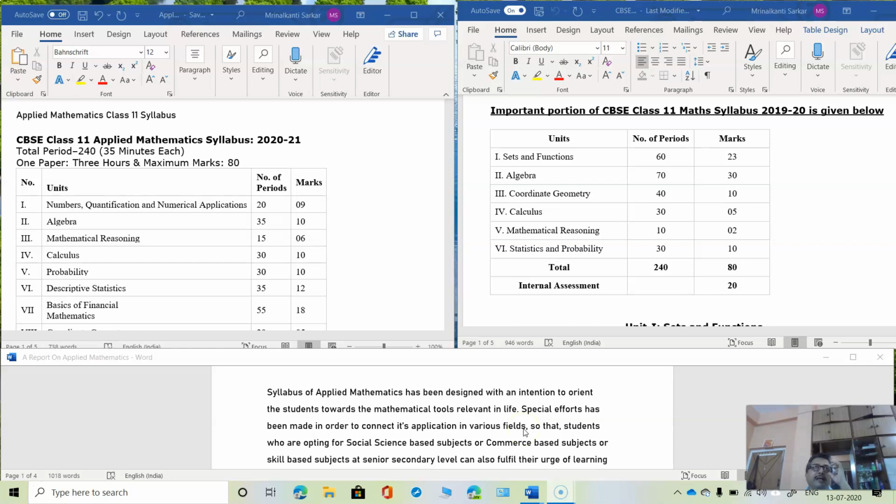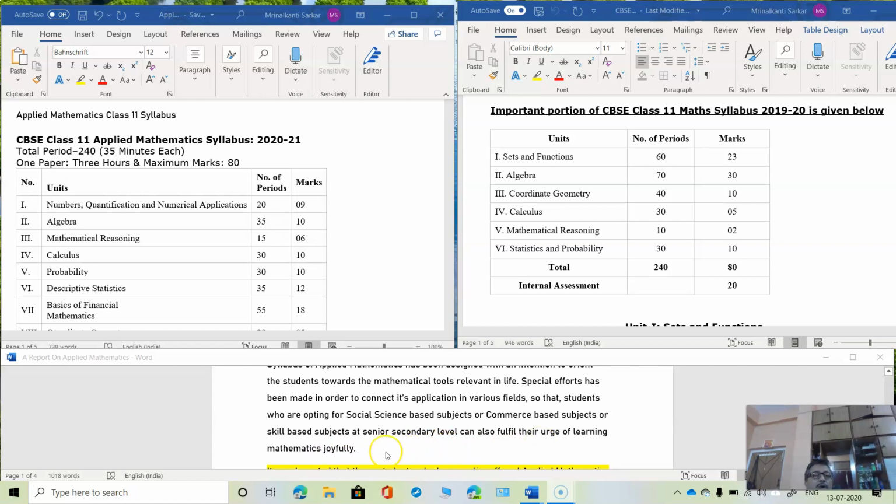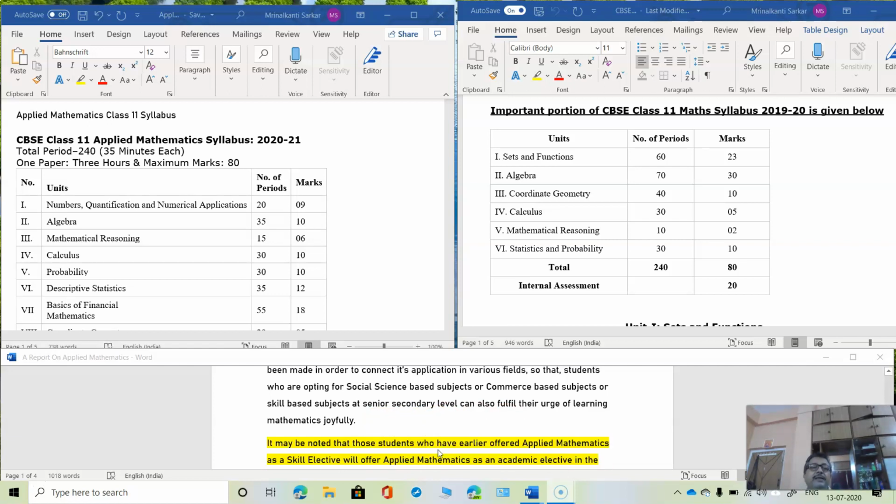Initially, we used to understand that this field, mathematics, was made for science students. They would continue mathematics to pursue their JEE courses and mathematics honors, physics honors, chemistry honors, like that. But now their aim is different by introducing applied mathematics. Special efforts have been made to connect its application in various fields, so that students who are opting for social science based subjects or commerce based subjects or skill based subjects at junior secondary level can fulfill their urge of learning mathematics joyfully.